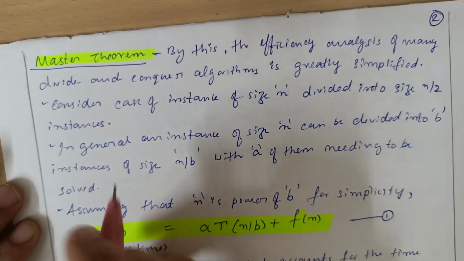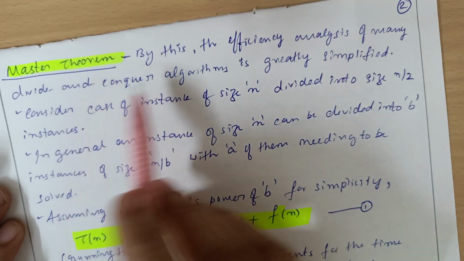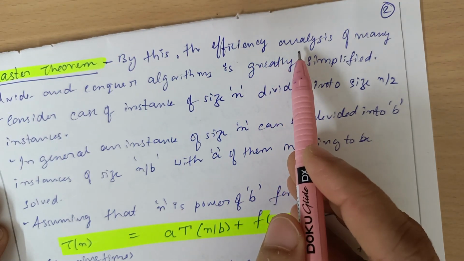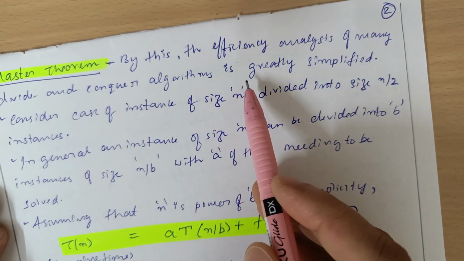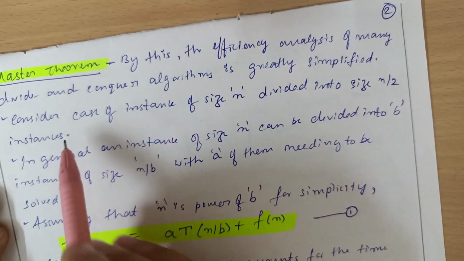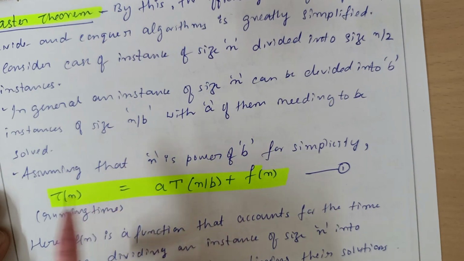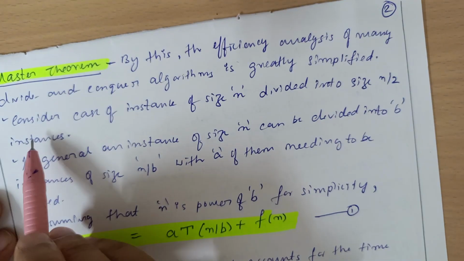Related to this, we should see one important theorem, that is the master theorem. By this, we can find the efficiency of any divide and conquer algorithm without calculating the recurrence relations. So no need to solve those recurrence relations. Just by applying one theorem, we can find the time complexity. So let us start.